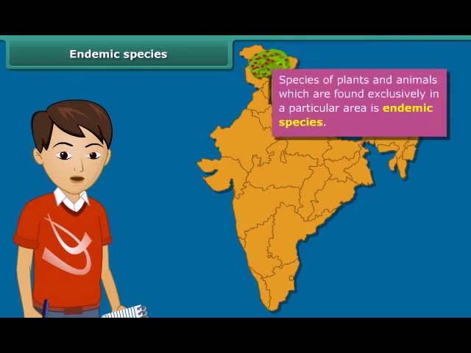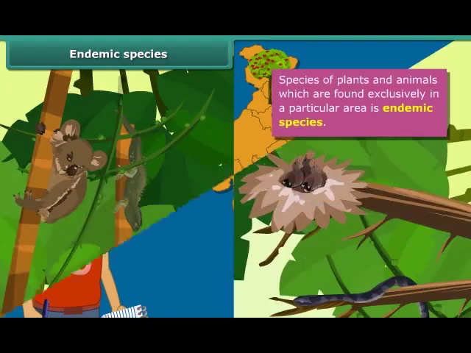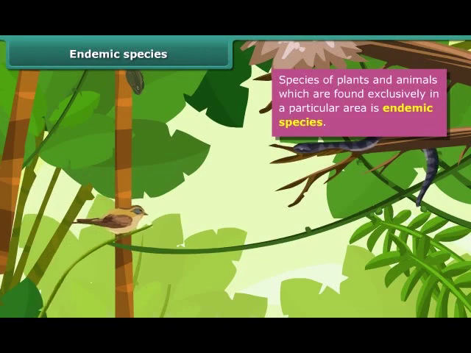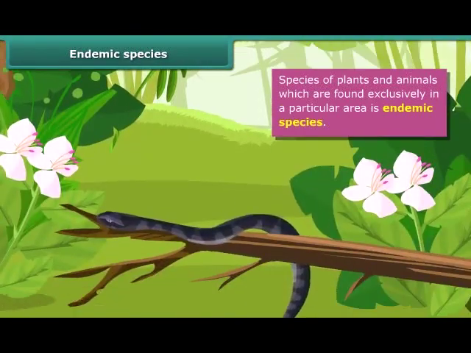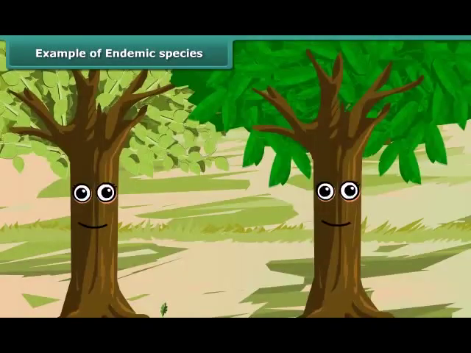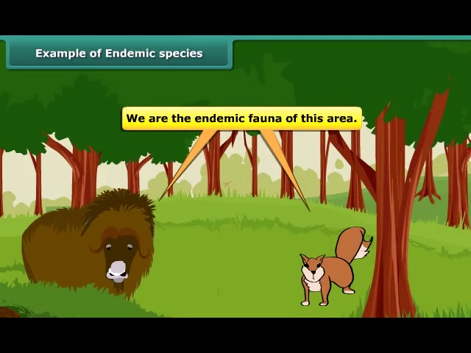Thus, species of plants and animals which are found exclusively in a particular area are called endemic species. They are not found anywhere else. A particular type of animal or plant may be endemic to a zone, a state, or a country. We are the two endemic flora of the Pachmarhi Biosphere Reserve. We are the endemic fauna of this area.